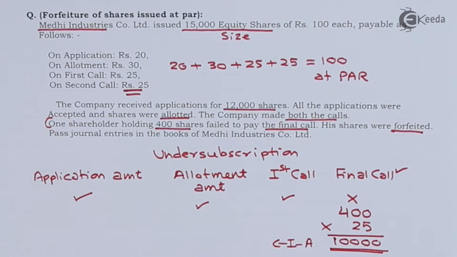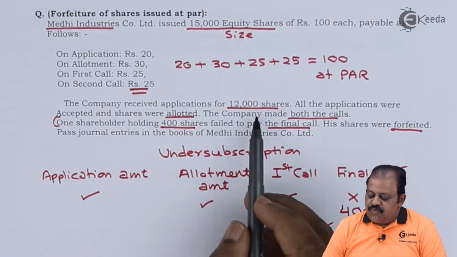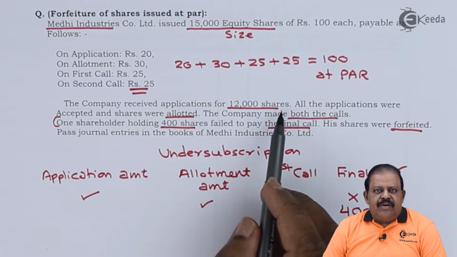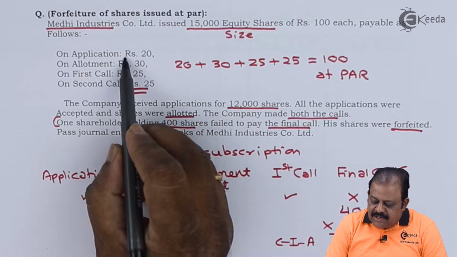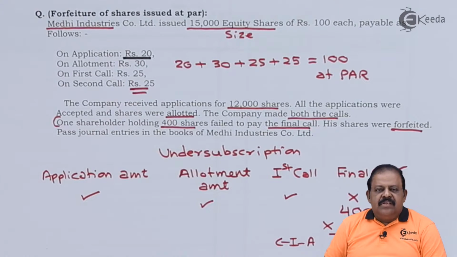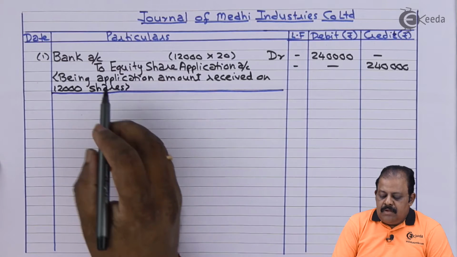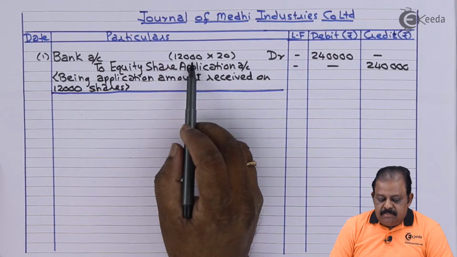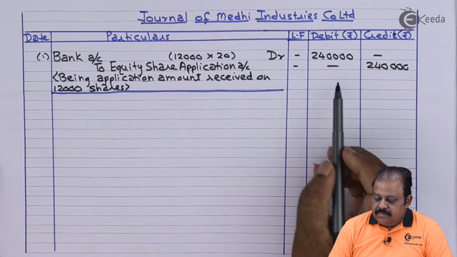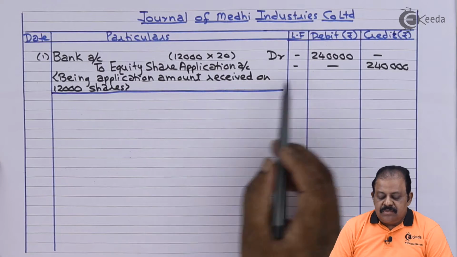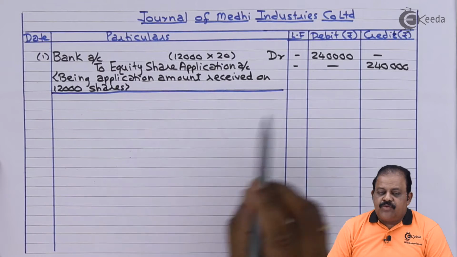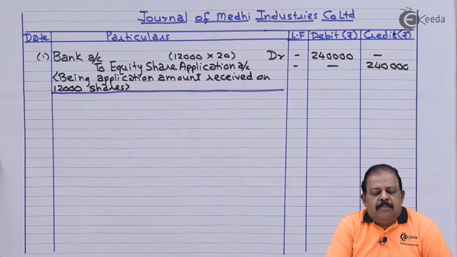Let us draw the journal. The company received applications for 12,000 shares. This will be the first stage of recording the journal. On application, the company receives 20 rupees. Bank account debit 12,000 shares, per share 20 rupees, 2,40,000. To equity share application account 2,40,000. The company has received the application amount.